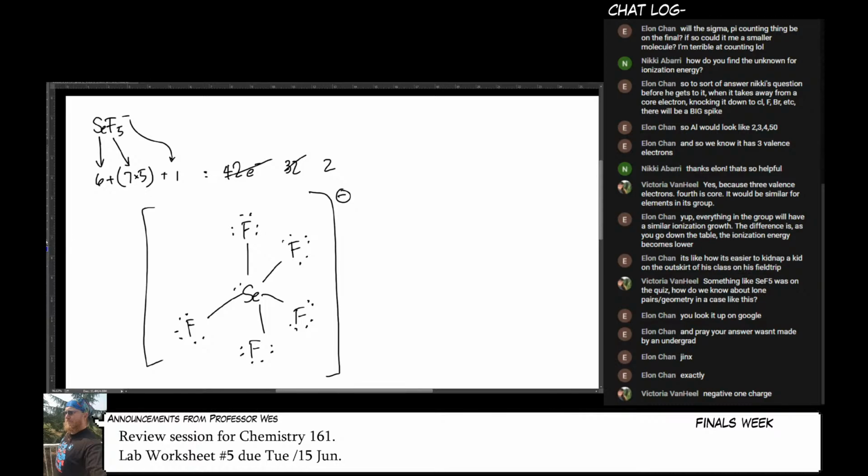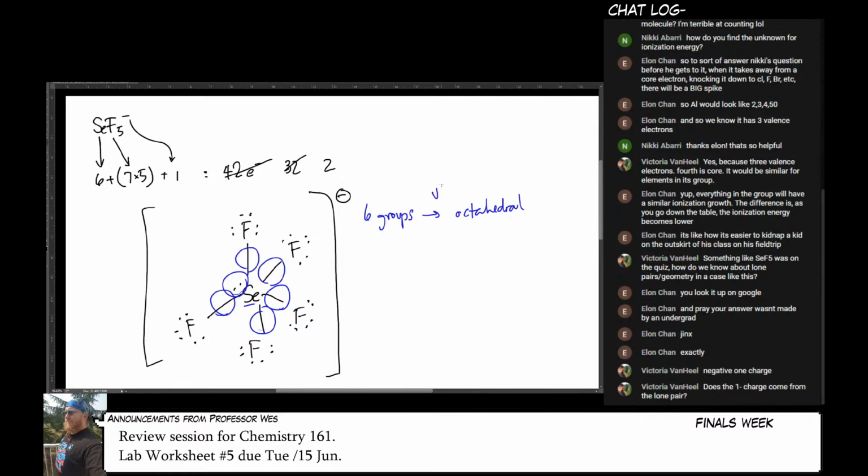But now let's look at the geometry. I need to circle all the electron groups around the central atom. The central atom is selenium here. So I've got 1, 2, 3, 4, 5, 6. Because there are 6 groups, that would make it octahedral VSEPR geometry.